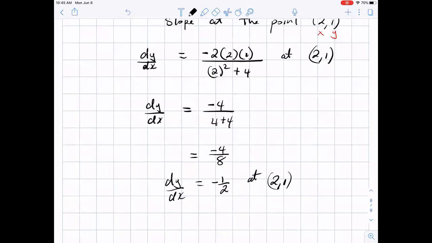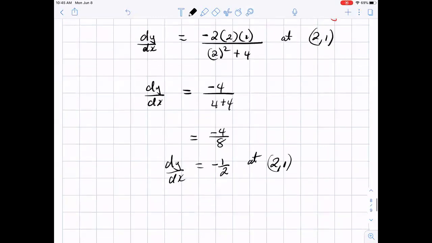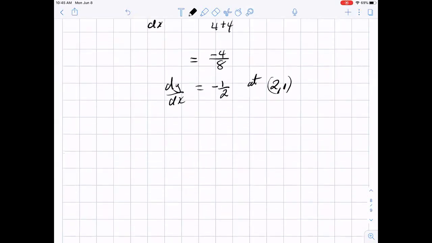So that's the slope of the tangent line. Now if you were asked to find the tangent line, you could take it one step further. You have the slope and you have a point. You can use the point-slope formula and find the equation of the tangent line at that given point.